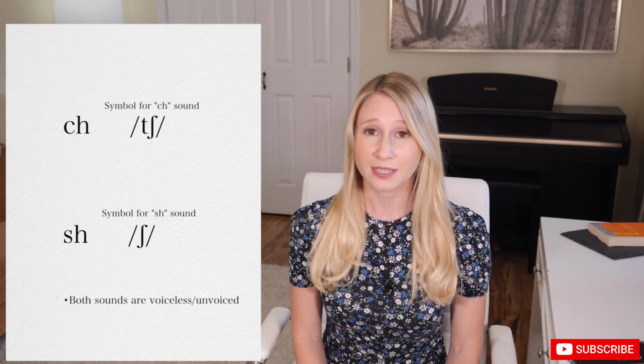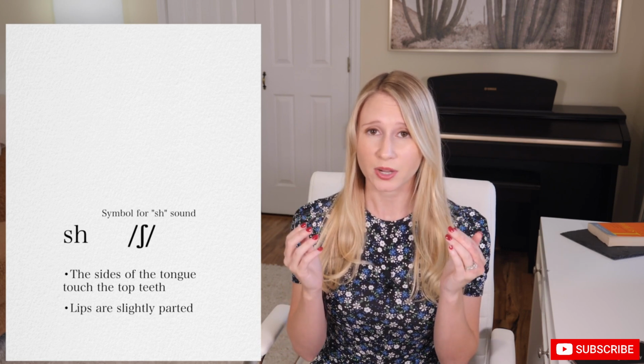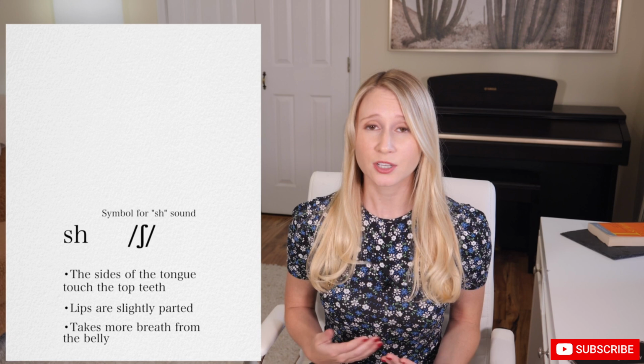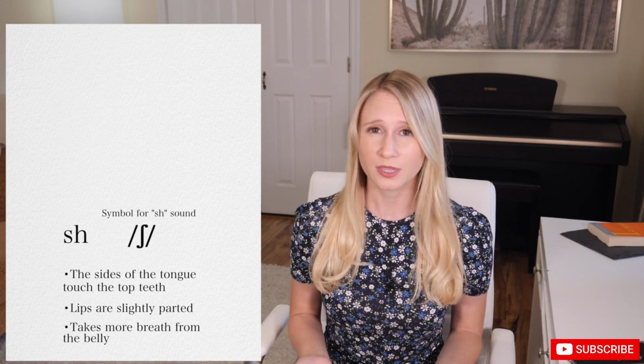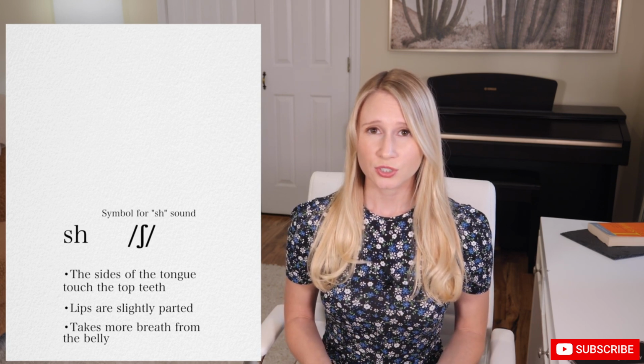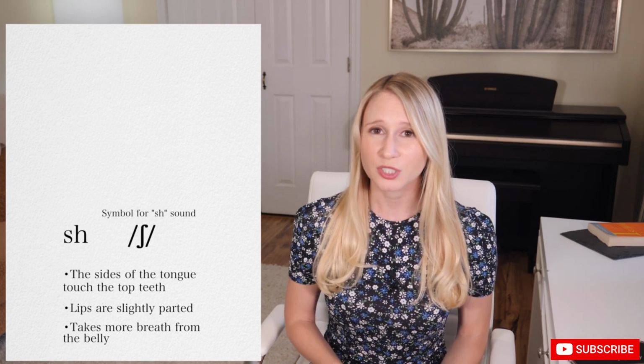The next consonant digraph is sh, sh. As you can hear, ch and sh make a similar sound, ch, sh. The difference with the sound sh is that the tongue does not touch the roof of the mouth. Instead, the sides of the tongue touch the top teeth and your lips are slightly parted. You'll also notice that it takes more breath from the belly to pronounce the sh sound. So you should be able to hold this sound for a few seconds. You may hear a teacher tell her student, shh, which means to be quiet.